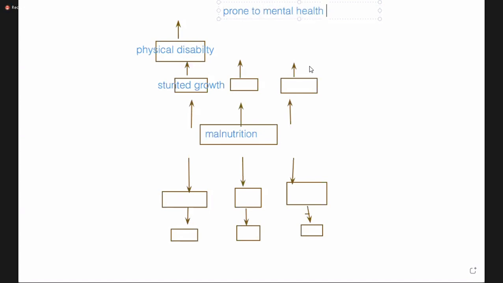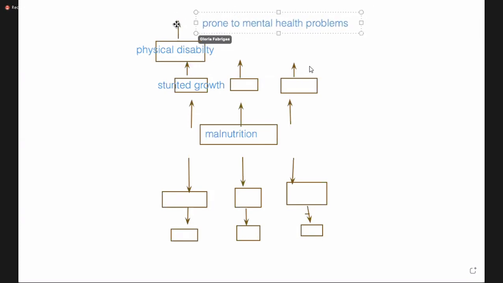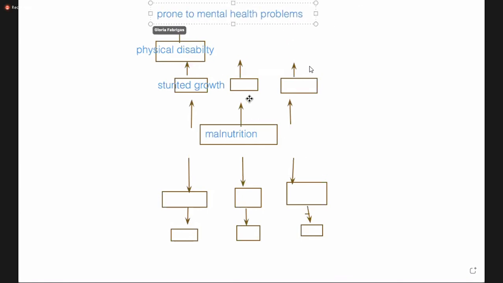So kung prone ka sa mental health problems, pwede mo pa siya iakyat, pero magkakaroon ka rin ng mga illnesses, di ba? So kung prone ka sa mga mental health problems, pwede siyang connected dito. Okay. Pwede mo siya i-connect dito. Tingnan natin kung ano yung second na effect.